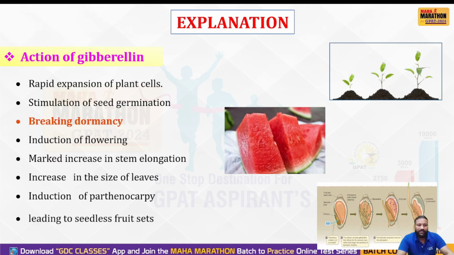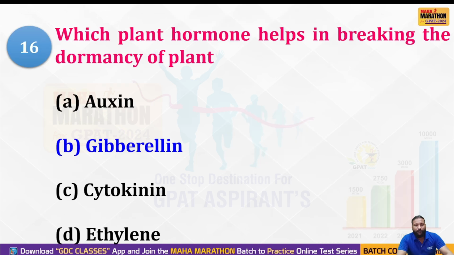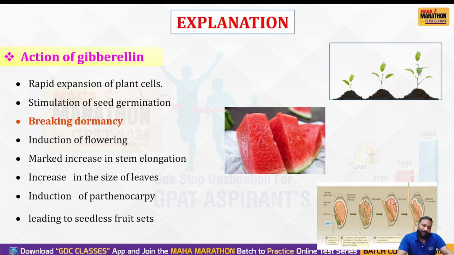Gibberellin is able to break the dormancy, and other actions are rapid expansion of plant cells, stimulation of seed germination, breaking dormancy, induction of flowers, marked increase in stem elongation, increase in the size of leaves, and increase of parthenocarpy leading to seedless fruits. So these are the functions of gibberellin.